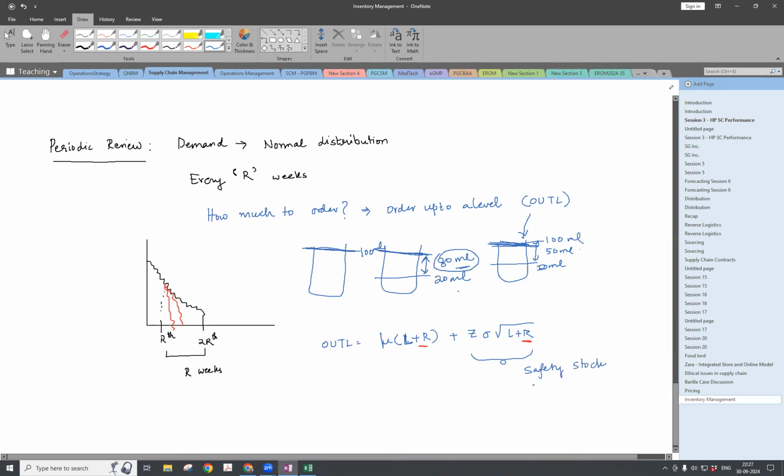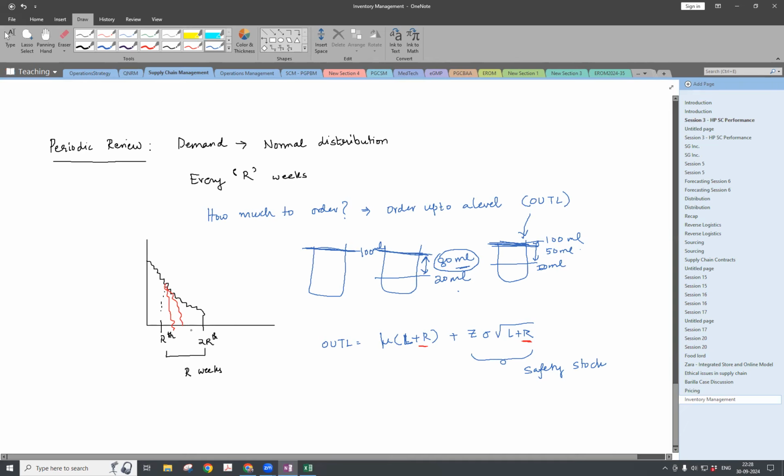Now, you can clearly look at this, stop the video, and maybe compare it with the previous value of the safety stock in continuous review. The safety stock in the periodic review is much more than in the continuous review, because there it is just Z sigma under root L, here it is Z sigma under root L plus R, right? The extra R is increasing the safety stock, which means that the inventory I'm carrying is going to be higher.